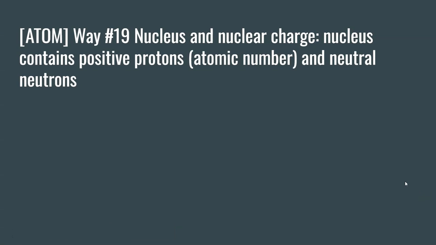Okay, way number 19 deals with nucleus and nuclear charge. In it, it says that the nucleus contains positive protons indicated by the atomic number and neutral neutrons. To remember this, pro means positive, so protons are always positive. Neutrons has the word neutral in it, and they don't have any charge.